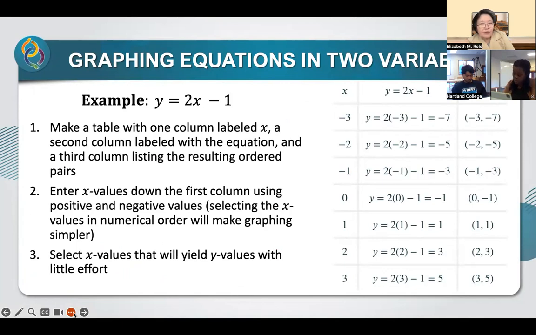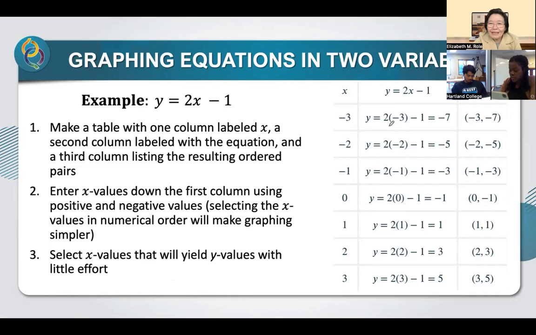We consider our x to be independent and y as dependent because the value of y depends upon the value of x. So the most elementary way of graphing equations is by looking for ordered pairs and then connecting the points. Let me begin with that most elementary way, just to remind us of how we are able to do graphing, if I have the equation y is equal to 2x minus 1.